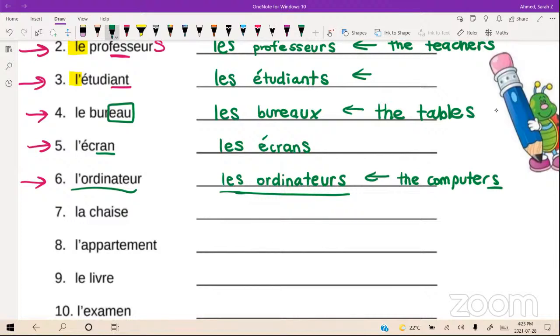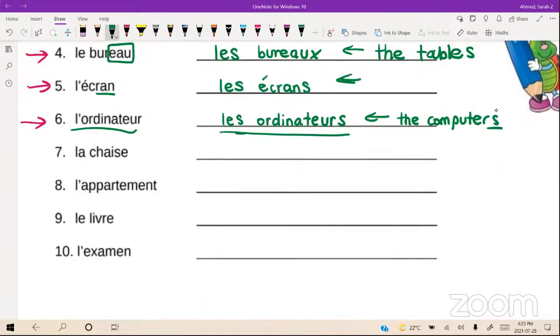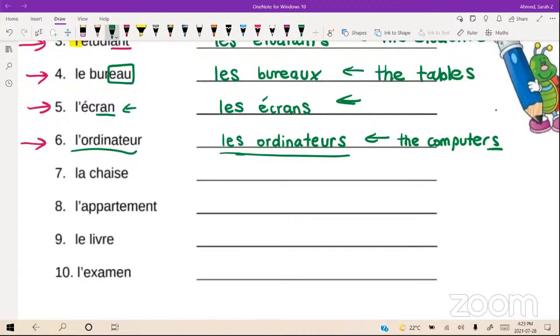I'll give you a hint. What are you right now? A student. Very good. So les étudiants means? The student. What's the plural of it? The students. Yeah, very good. Okay, and let's do the meaning for this one too. So les écrans, okay, so l'écran means the screen. Wait, I'm not sure if we did this one before.